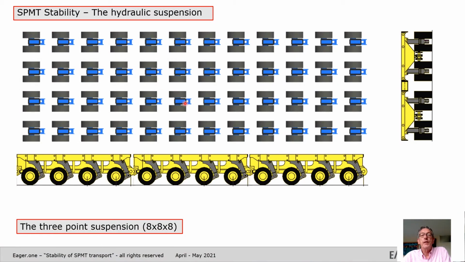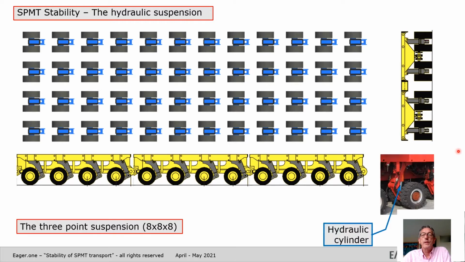Okay, here we see the 12 axle lines SPMT double wide, and the SPMT is fitted with a hydraulic system. Each axle has a hydraulic cylinder being used to raise and lower the deck of the SPMT.